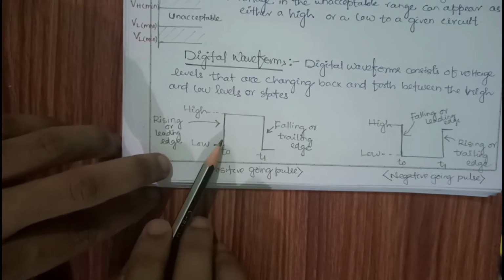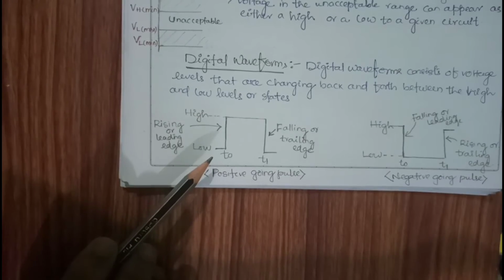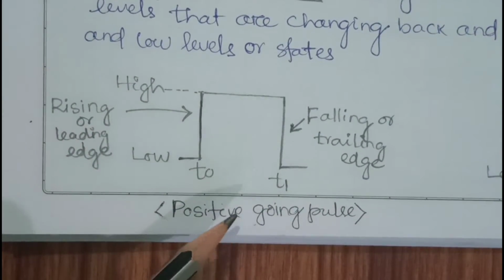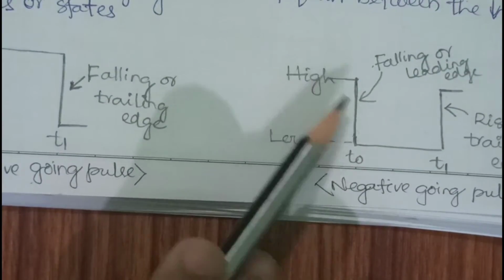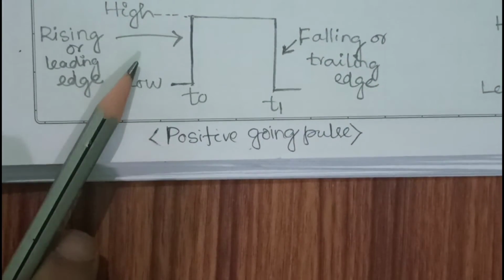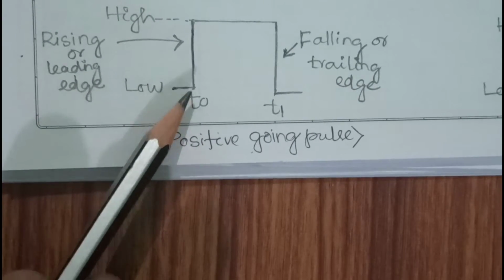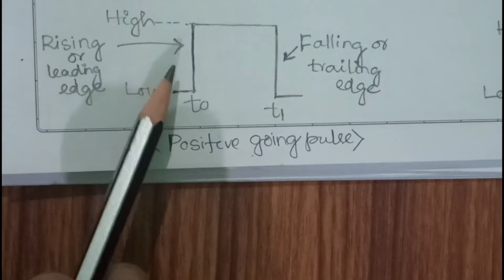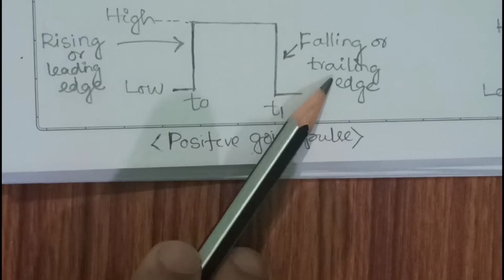You see this is a positive going pulse. Positive going pulse means the signal is moving from low to high and then back to low. Similarly for a negative going pulse, the signal goes from high to low and then back to high. For the positive going pulse, the first edge occurring at T0 is called the leading edge because it comes first. After a certain interval of time, T1, this edge comes, which is called the trailing edge.